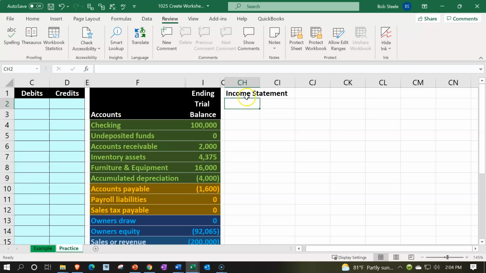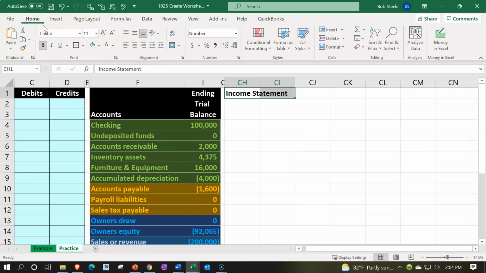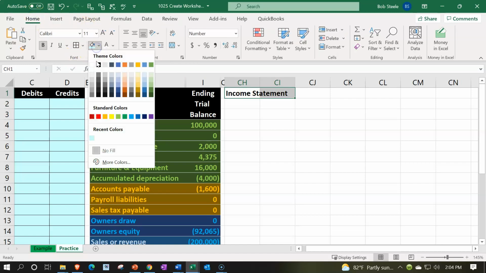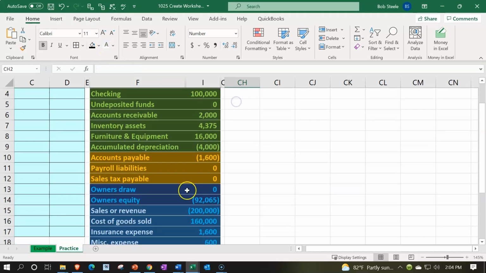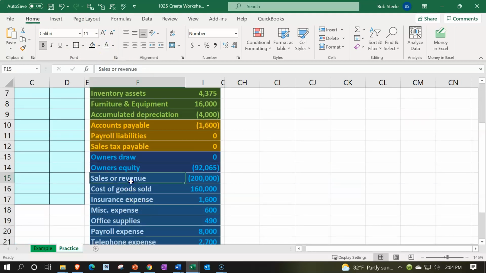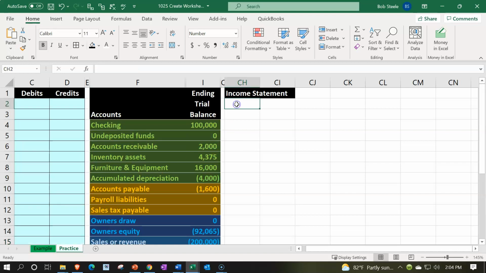I'm gonna make that black just to show that it's the header. We'll go back and format it again at the end. Go into the home page, font group, drop down on the bucket, making it black and white. Then we're gonna have the income accounts. I'm just gonna draw these over from our information on the trial balance.